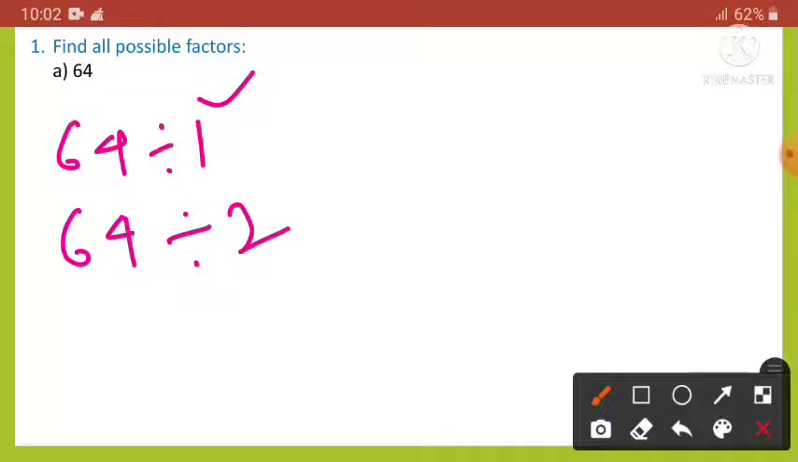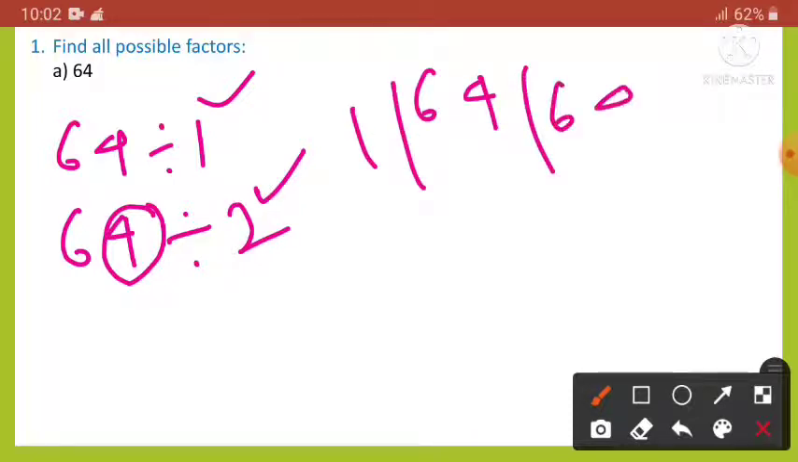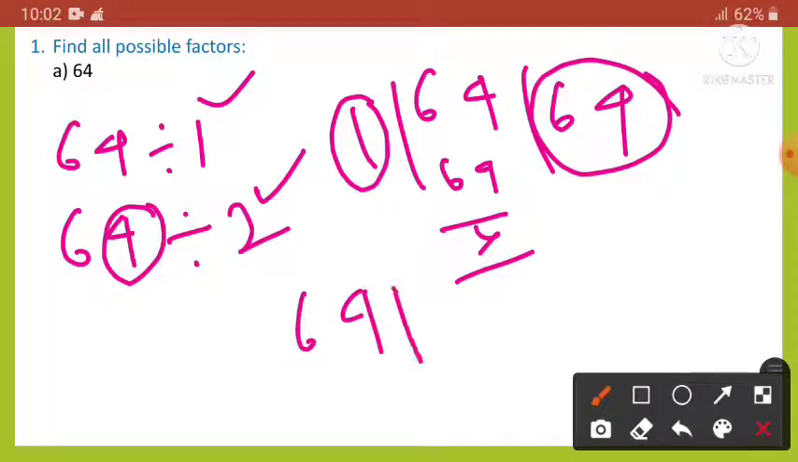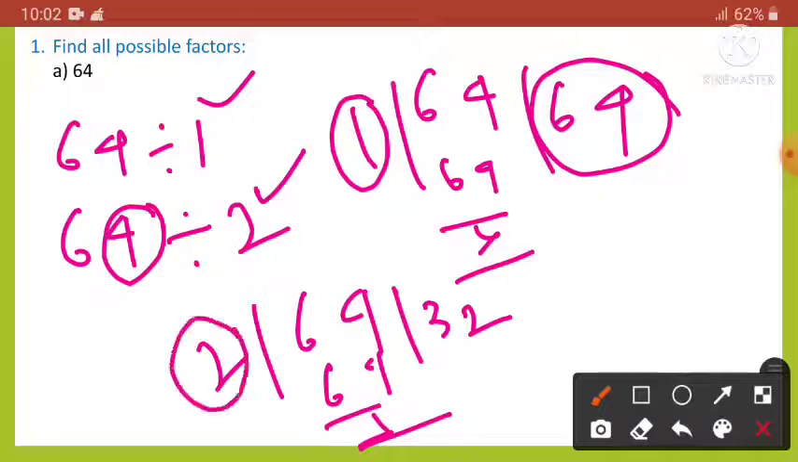64 by 2, here the last digit is 4, so it is divisible by 2. So 2 also is a factor of 64. If I divide 64 by 1, we get the remainder 0. So here we are getting two factors, 1 and 64. If we divide 64 by 2, we get 32 here. That means we have another two factors of 64, 2 and 32.